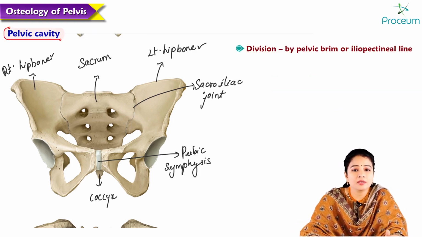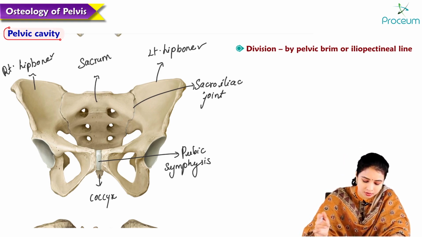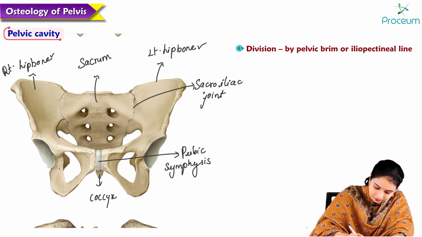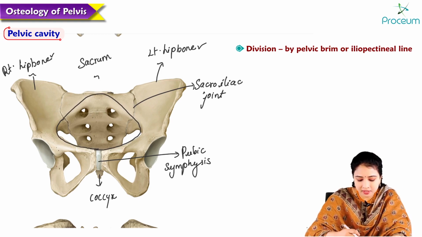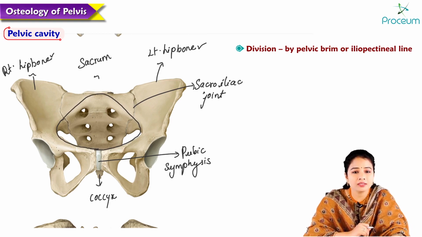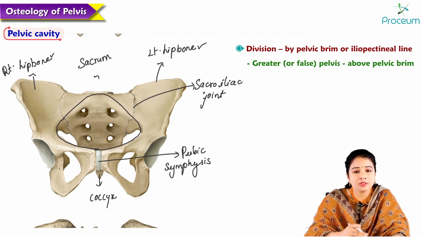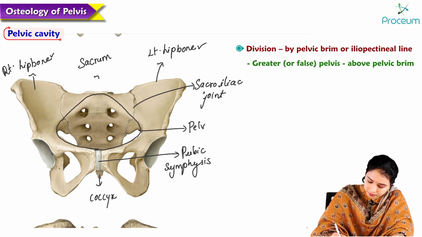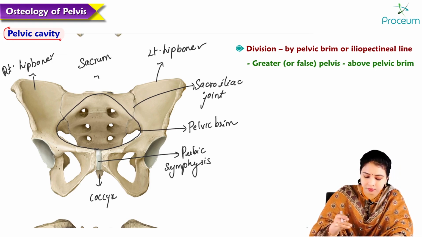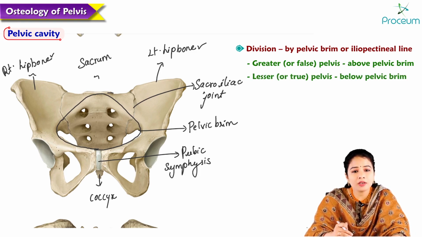Pelvic cavity is divided by the pelvic brim or iliopectineal line into two parts. So the iliopectineal line is this line, which separates the pelvic cavity into the upper one, the greater pelvis or false pelvis, which is present above the pelvic brim. So this is the pelvic brim and below the pelvic brim is the lesser or true pelvis.